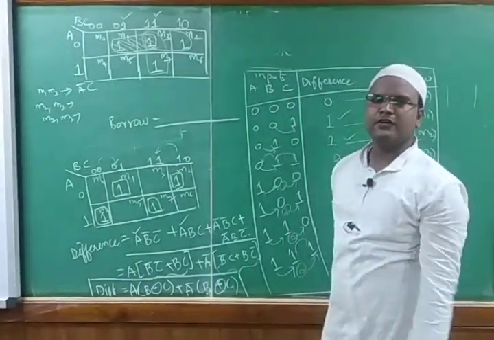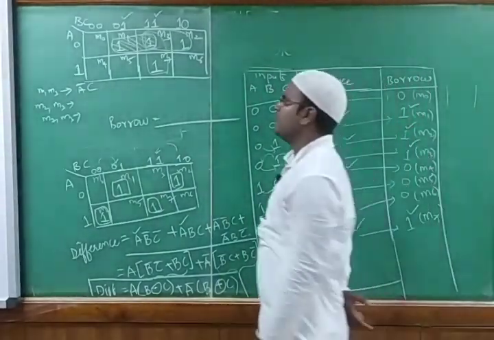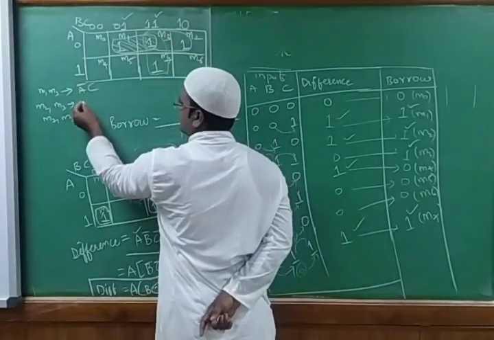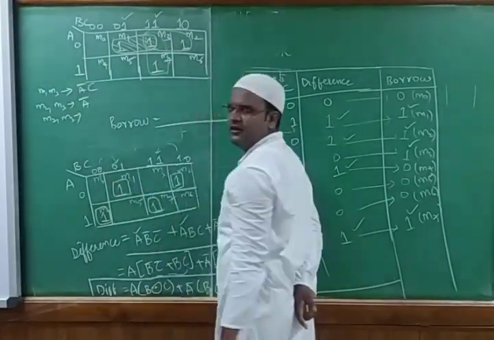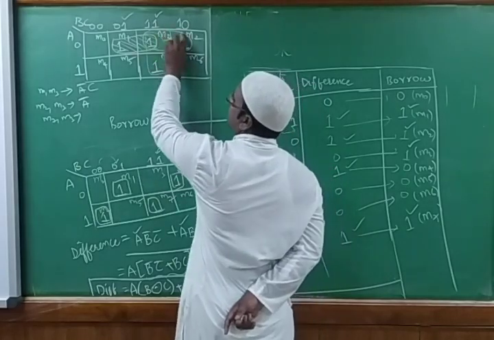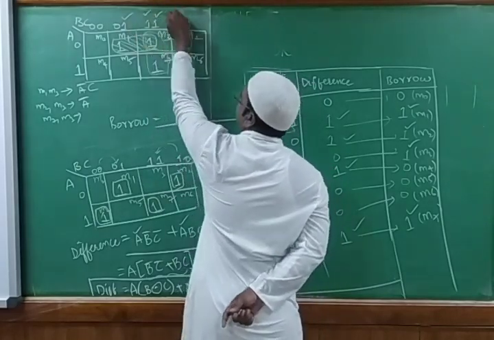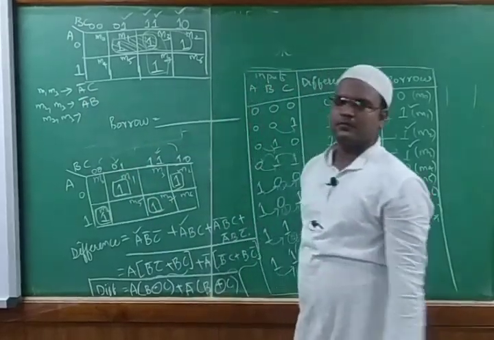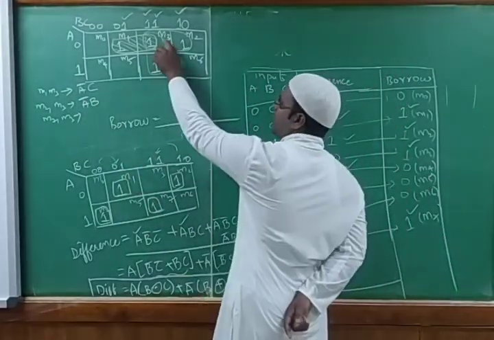Clear? That is the first binary combination. Next binary combination is M2 and M3. In M2 and M3, again it is coming under the same row. So it's nothing but A complement. Likewise here, B is 1 and 1. So I can write A complement B.